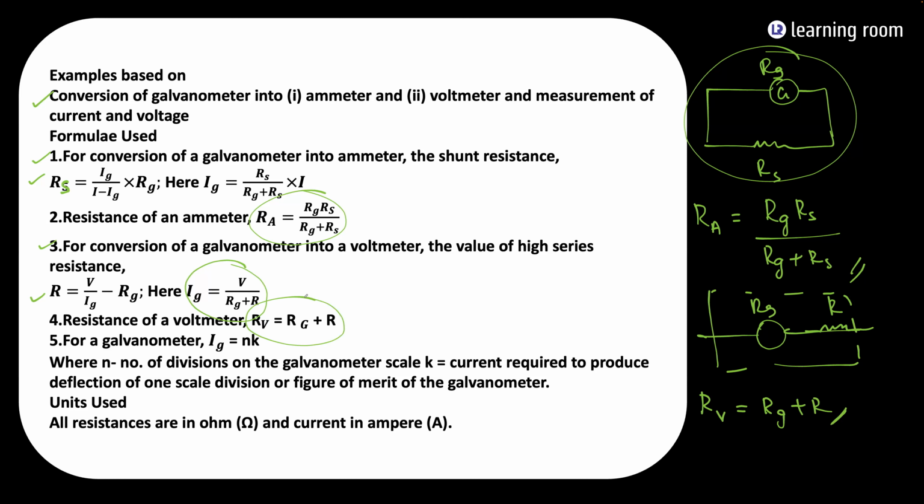So sometimes they'll ask you this question also. You need to be very clear on what they're asking. If they ask resistance of ammeter, put this. What is the resistance to be connected to convert it into an ammeter? Apply this. Read the question properly. Similarly, what should be the resistance that you need to connect to convert it to voltmeter? This one. What is the resistance of the voltmeter itself? This one.